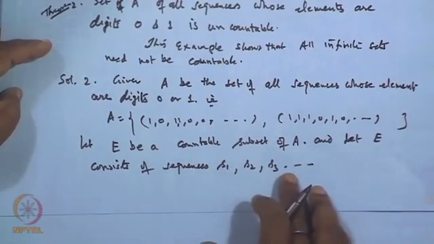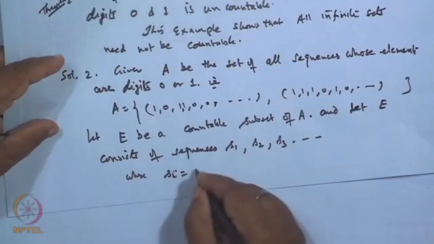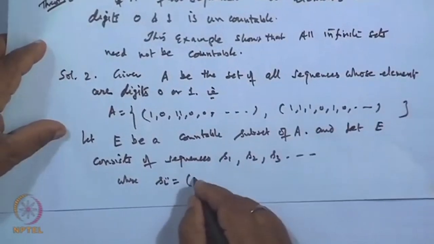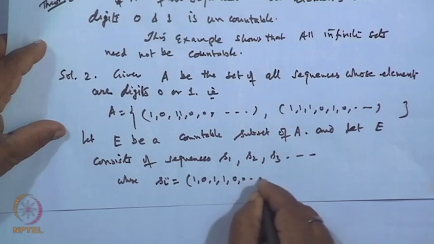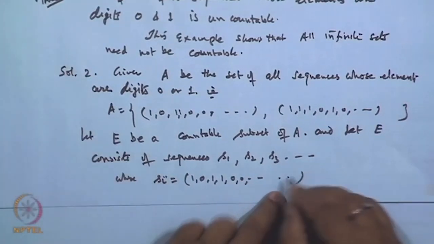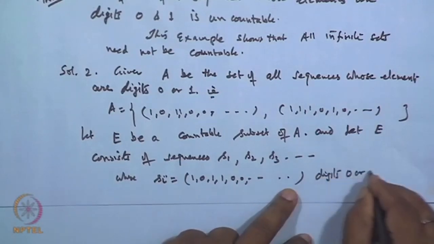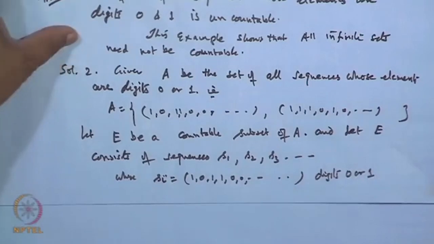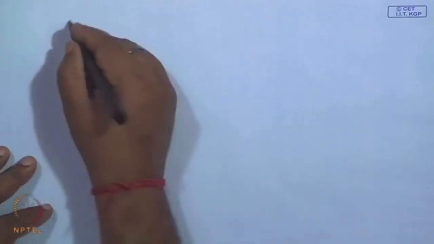Now, each Si is like this, maybe 1, 0, 1, 1, 0, 0, 0 and so on. All digits are either 0 or 1. Now, from this, let us construct a new sequence S.